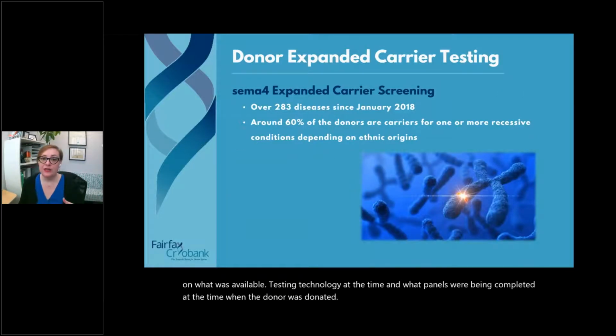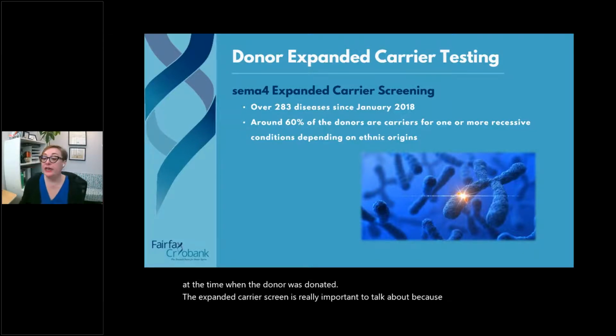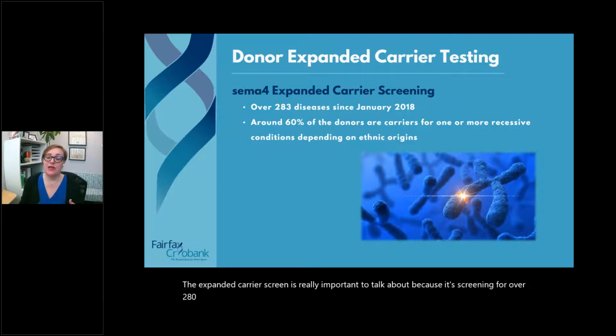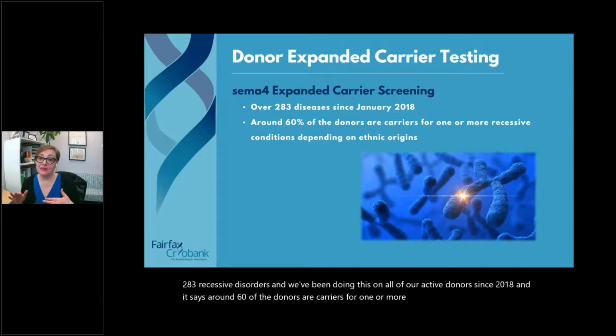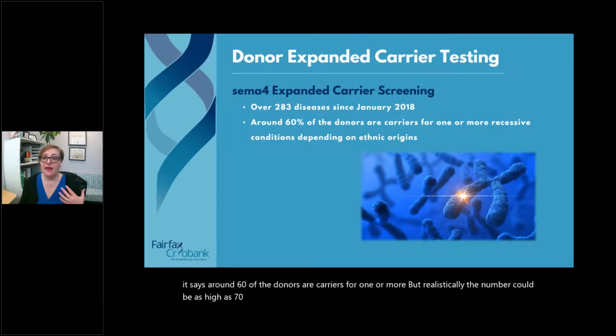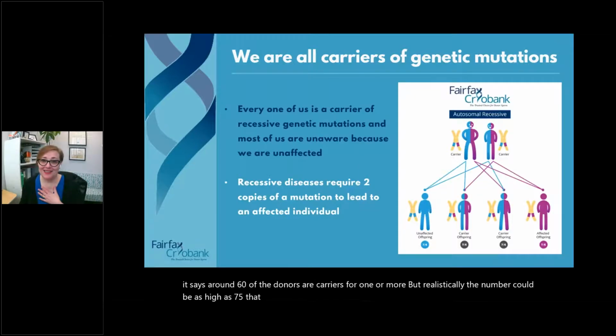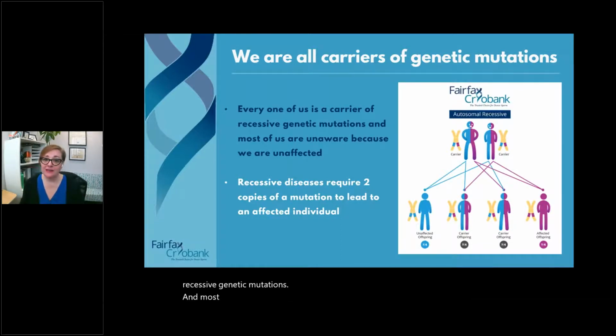The expanded carrier screen is really important to talk about because it's screening for over 283 recessive disorders. And we've been doing this on all of our active donors since 2018. It says around 60% of the donors are carriers for one or more, but realistically, the number could be as high as 75%. That said, every single one of us is a carrier for one or more recessive genetic mutations, and most of us are unaware because we're unaffected.